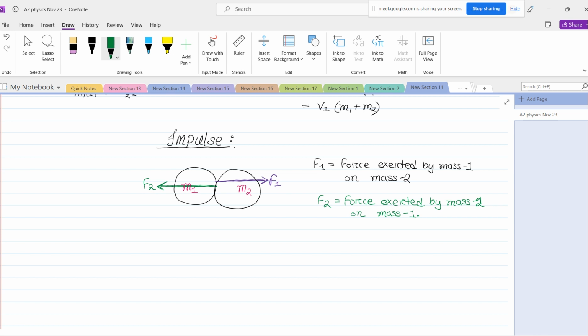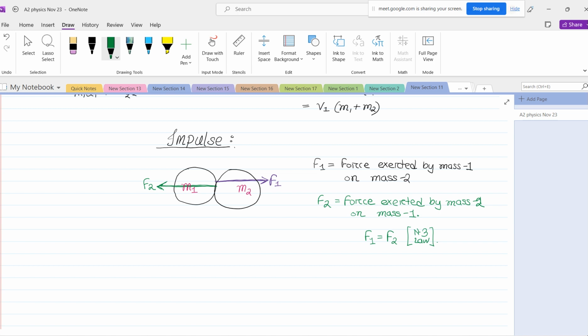Whenever two particles are colliding with each other, one particle will exert a force on the other particle, and obviously according to Newton's third law, the first particle will eventually receive a force of equal magnitude but in the opposite direction. So F1 and F2 are equal to each other according to Newton's third law, right? Okay, so if we are dealing with momentum, obviously the particles collide for a certain amount of time.